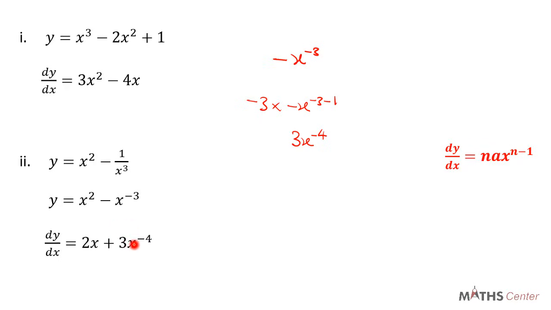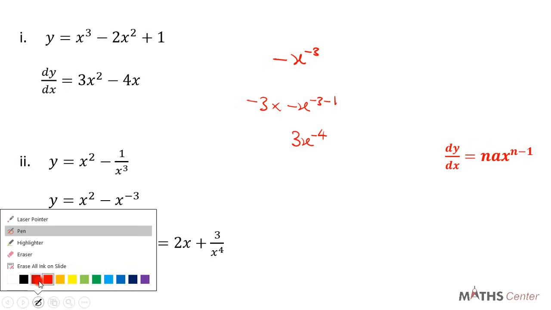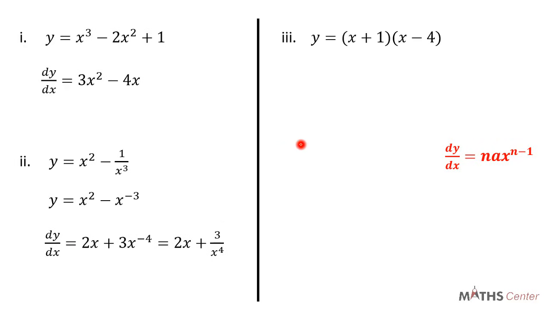From indices, we know that we can write this as 2x plus 3 divided by x exponent 4. We learned this in the lesson on indices, so if you want more clarification, you can go to that lesson and study more. Let's consider the next question.